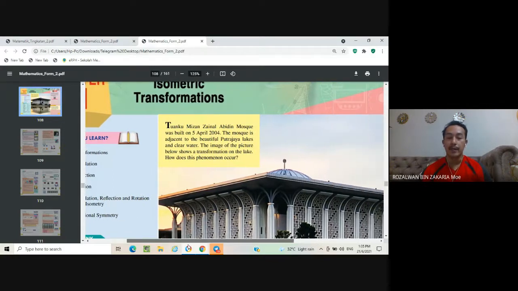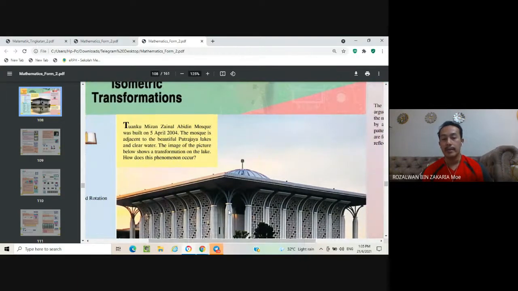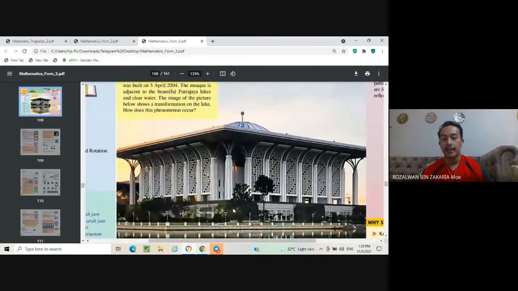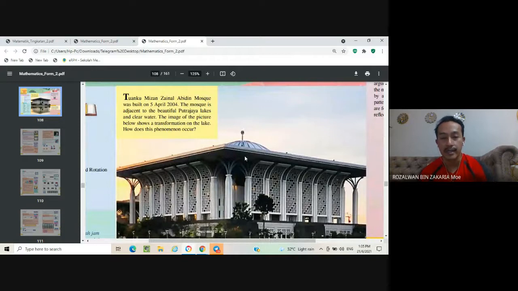All right, so first of all, please look at this diagram here. This one is Tuanku Mizan Zainal Abidin Mosque, built on 5 April 2004. The mosque is adjacent to the beautiful Putrajaya Lake and clear water, right? The image of the pictures below shows a transformation on the lake. How does this phenomenon occur?